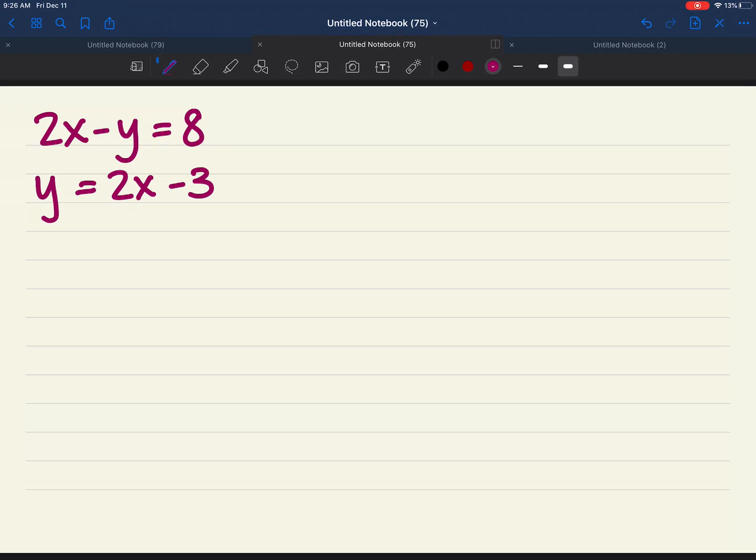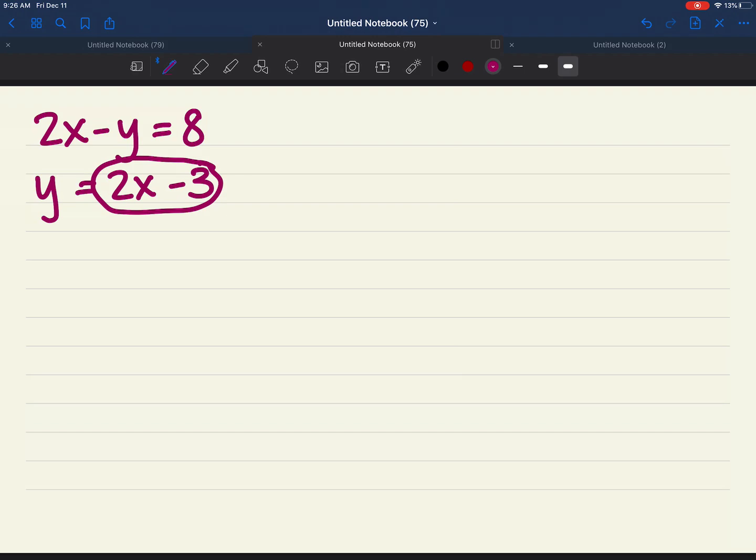Okay, we're going to do 2x minus y is equal to 8, and then y is equal to 2x minus 3. Technically, this one's even easier than the last one because you already have a variable by itself, okay? She knows what to do.